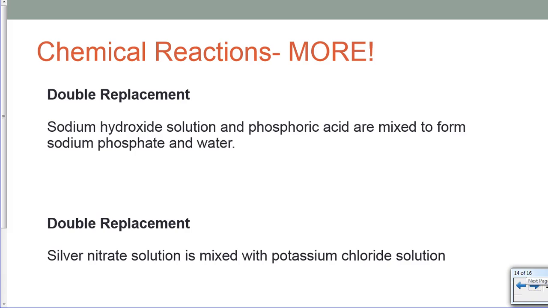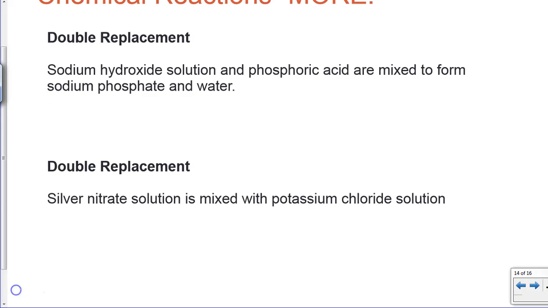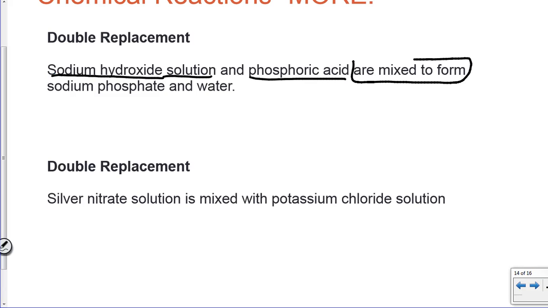Double replacements. Okay. These ones become fun. So now we're going to take a look at a double replacement reaction. We obviously have the keywords for looking at our word equation. We have sodium hydroxide solution and phosphoric acid mixed to form sodium phosphate and water.